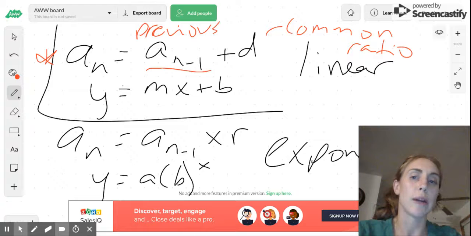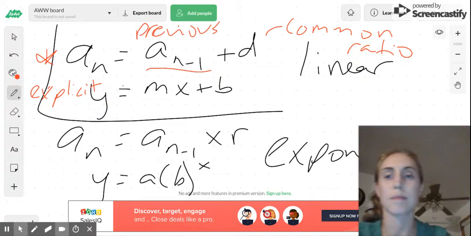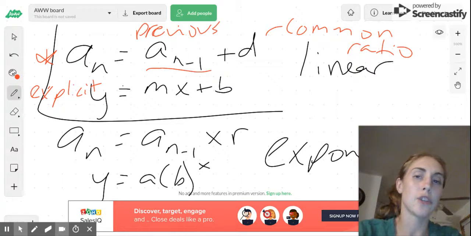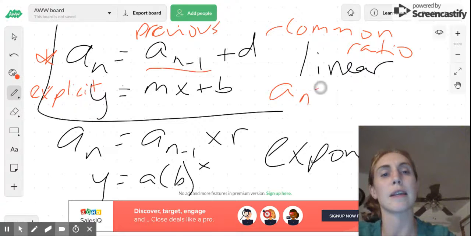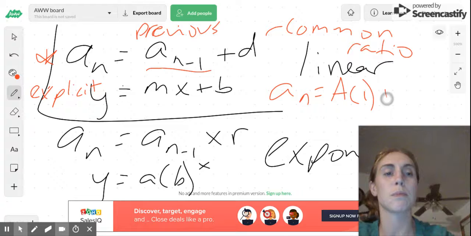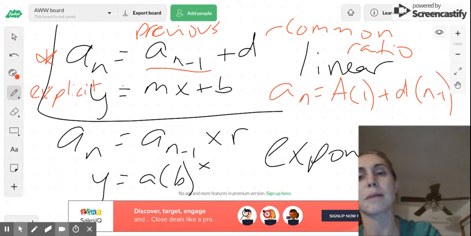And then they showed you how to write something explicit. They showed you something like this: a of n equals, let's see, the first term of the sequence plus the common difference one fewer times. Something along those lines.